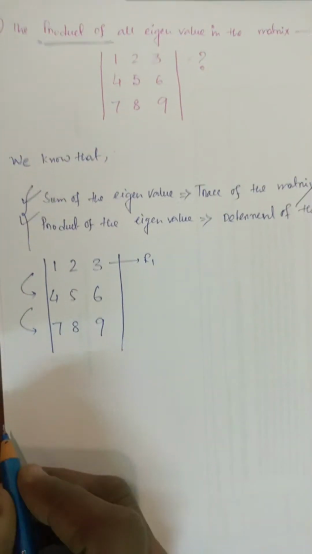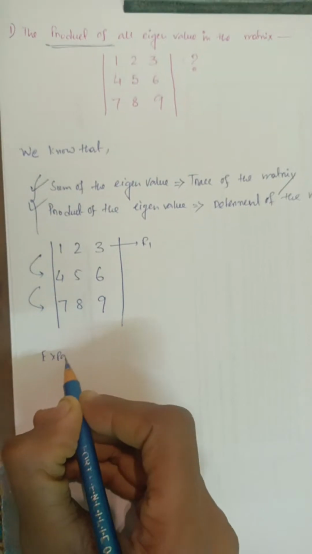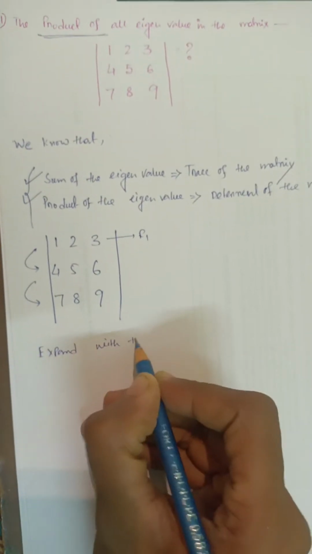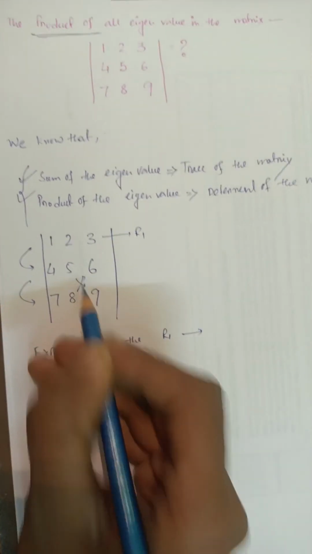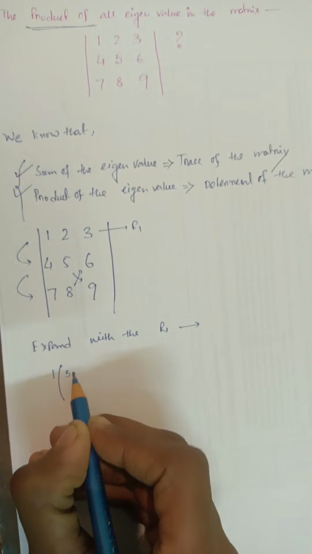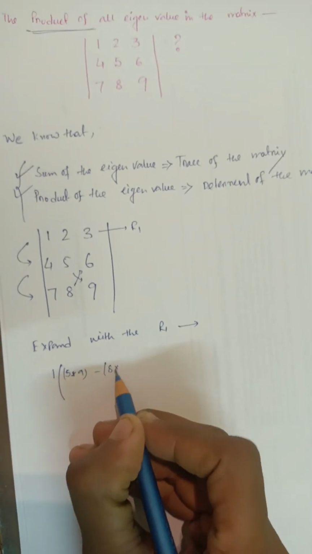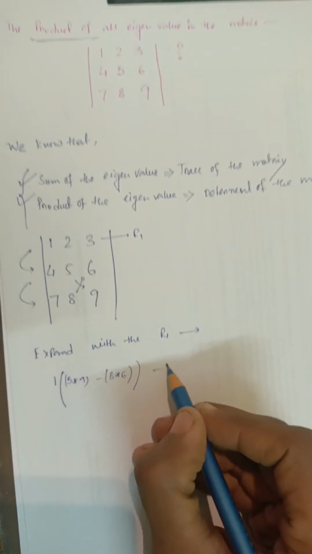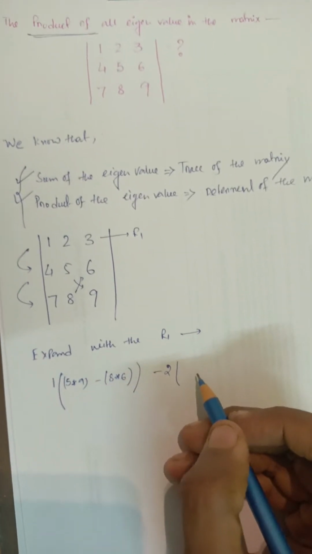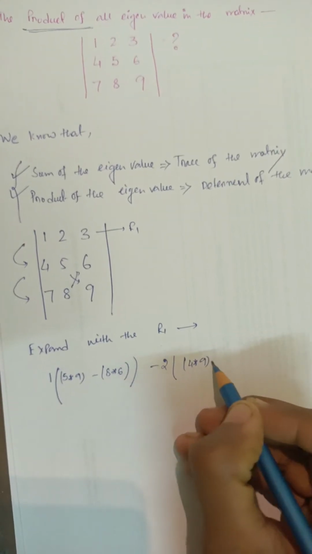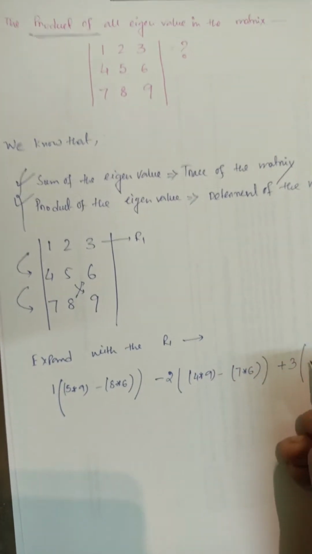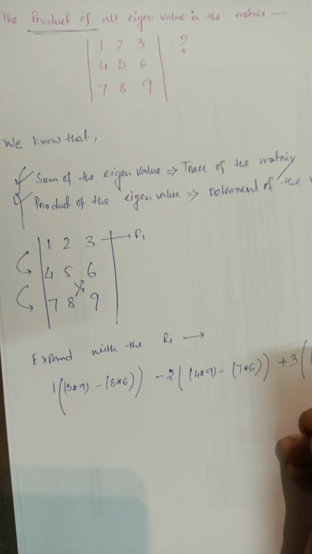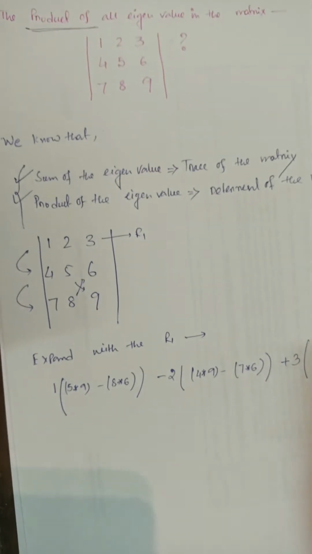So we are expanding along row 1. The first element is multiplied by its cross multiplication: 1 times (5 into 9 minus 8 into 6), then minus 2 times (4 into 9 minus 7 into 6), plus 3 times (4 into 8 minus 7 into 5).